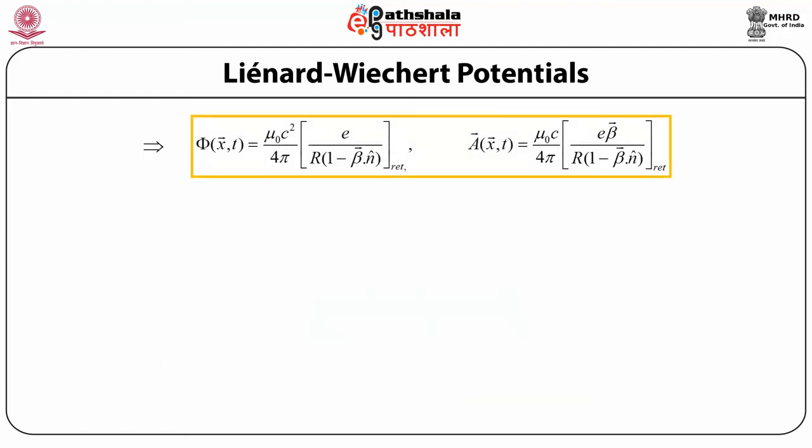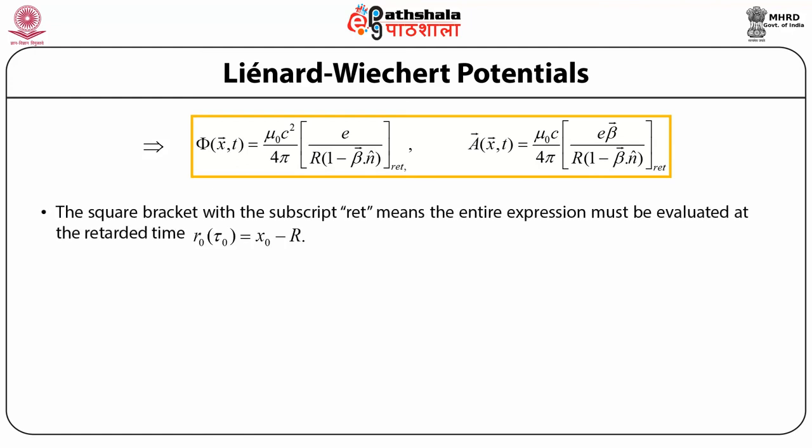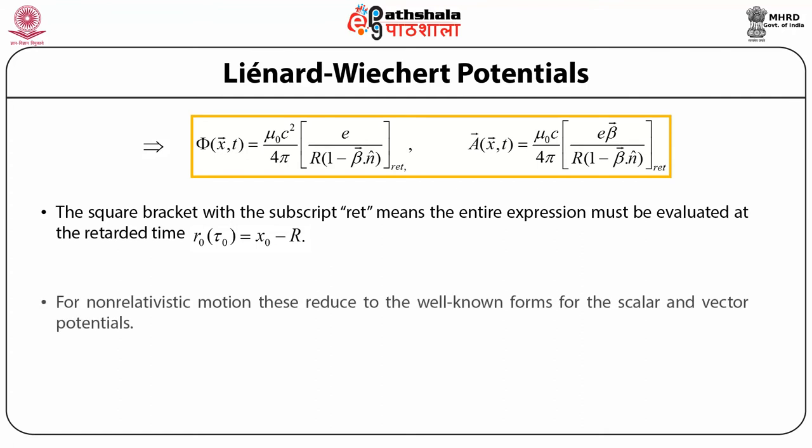Phi of x,t is equal to mu naught c squared by 4 pi into e divided by r into (1 minus beta dot n cap), retarded, and A of x,t is equal to mu naught c divided by 4 pi into e beta divided by r into (1 minus beta dot n cap), retarded. The square bracket with the subscript RET means the entire expression must be evaluated at the retarded time, tau naught, where x naught equals r naught. For non-relativistic motion, these reduce to the well-known forms for the scalar and vector potentials.